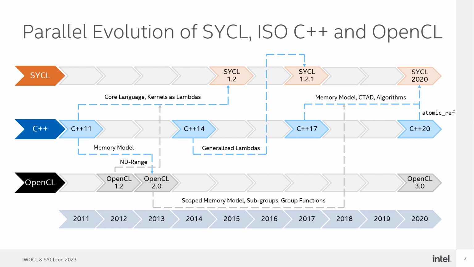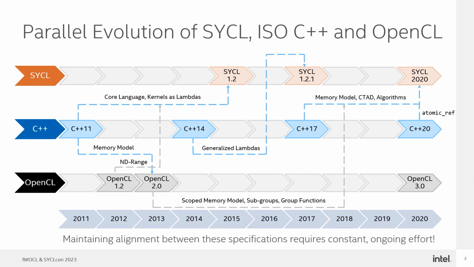So aspects of OpenCL 2's memory model, like scopes, were combined with the C++17 memory model, and features like OpenCL subgroups and group functions were combined with the C++17 parallel algorithms to form SYCL's group algorithms. SYCL 2020 even pre-adopted some features from C++20, like atomic ref.